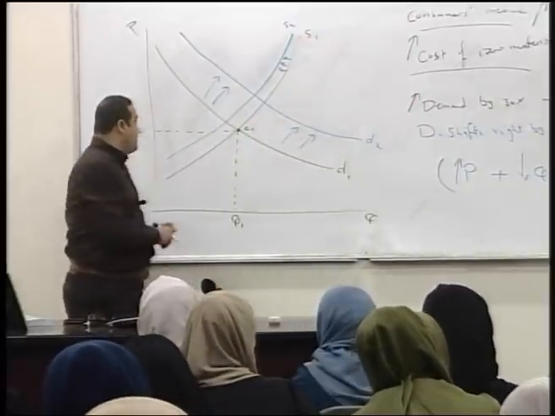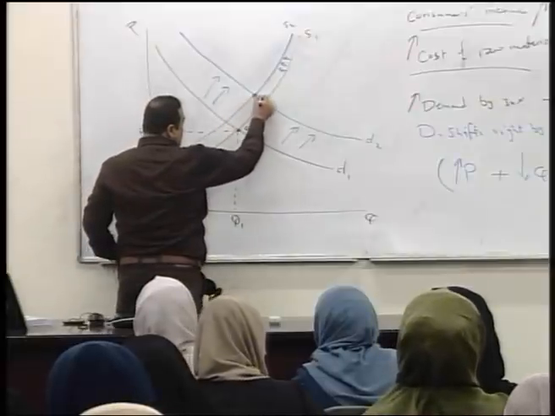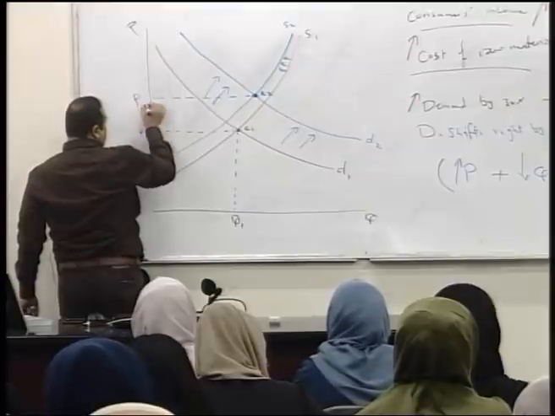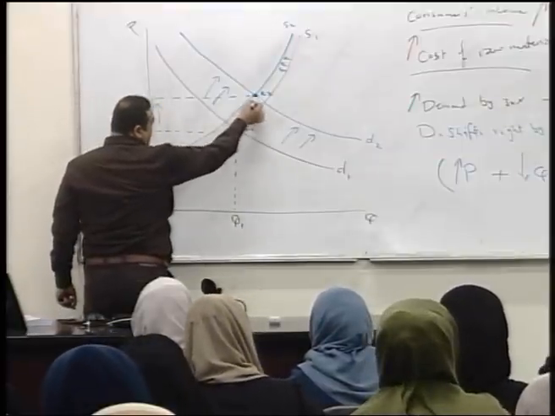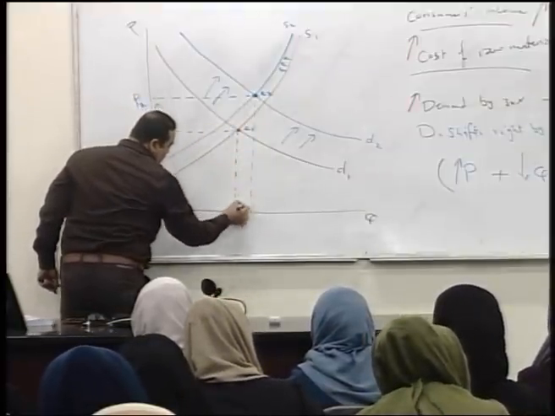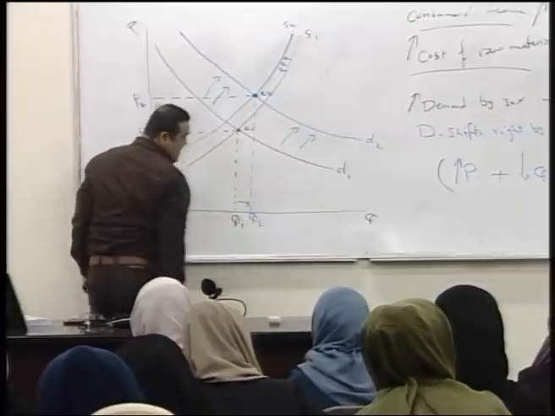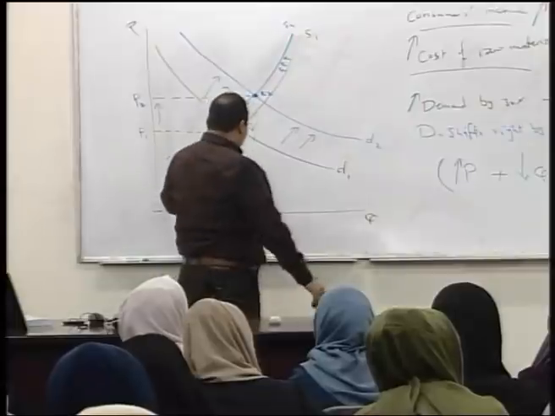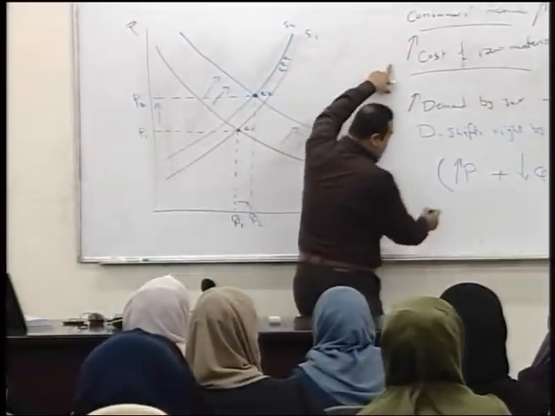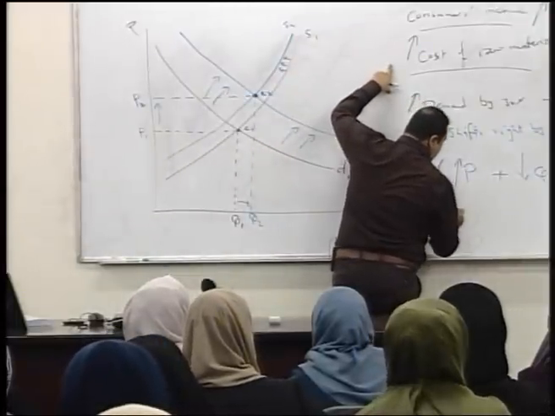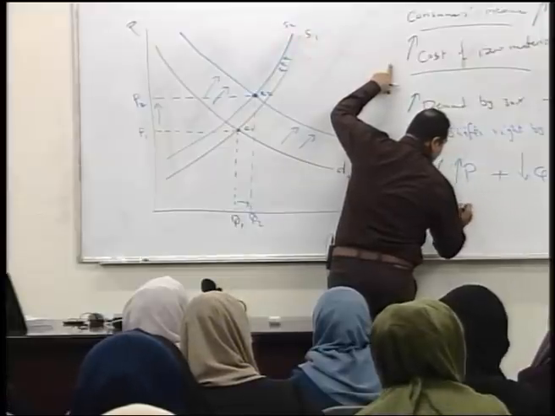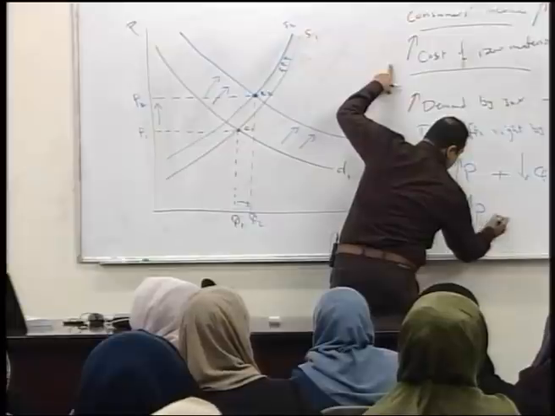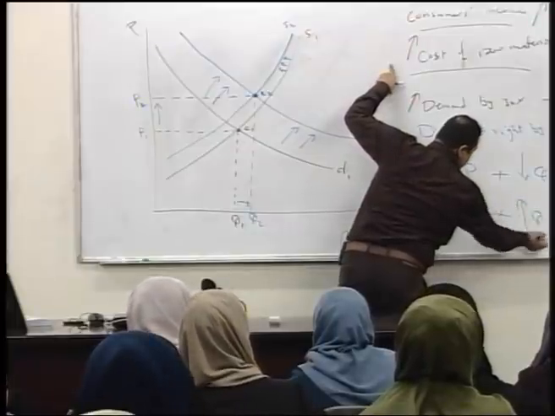So here we have a new equilibrium point, E2. The price goes up and the equilibrium quantity goes down. Sorry, it increases as well. So in this case, the price goes up and the quantity goes up as well. The price increased, and the quantity increased.